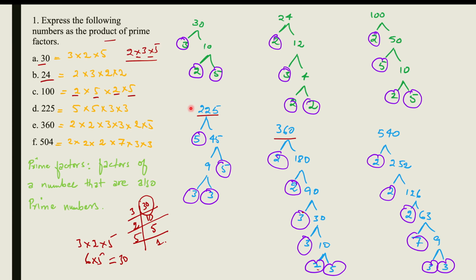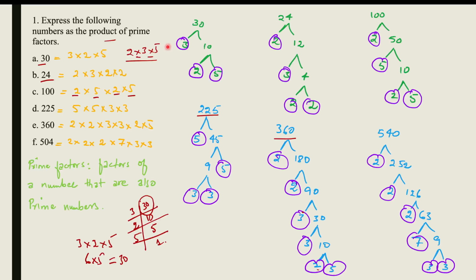So when we are going for the tree diagram, we write the number as two factors. Here we have written 30, and we write it as two factors. So 3 multiplied by 10 is equal to 30. If a factor is a prime number, we circle it. Between 3 and 10, 3 is a prime number, but 10 is not. If a factor is a composite number, we split it into two factors.